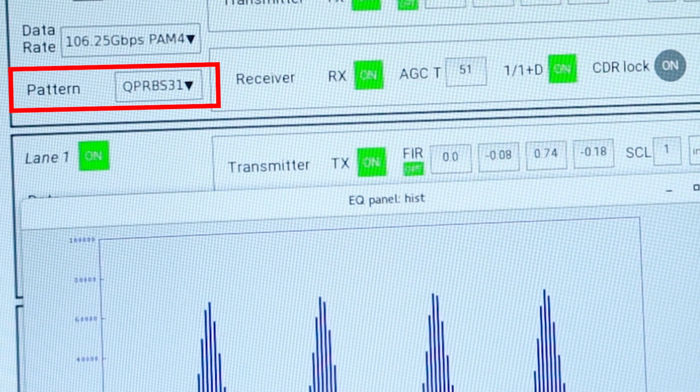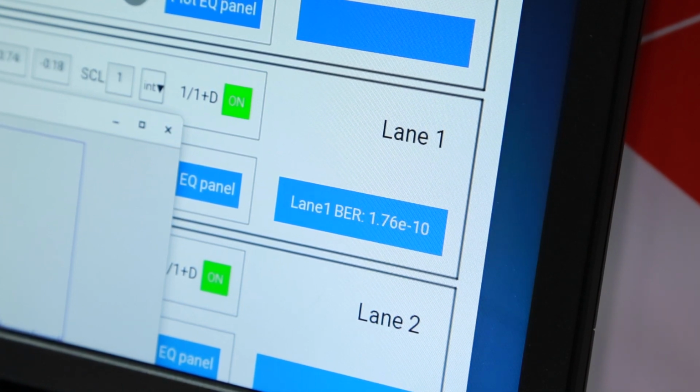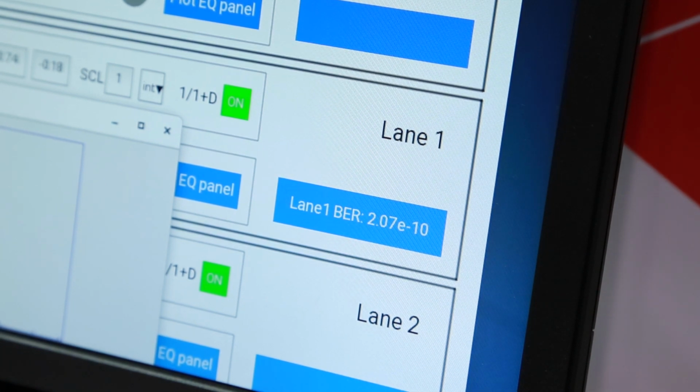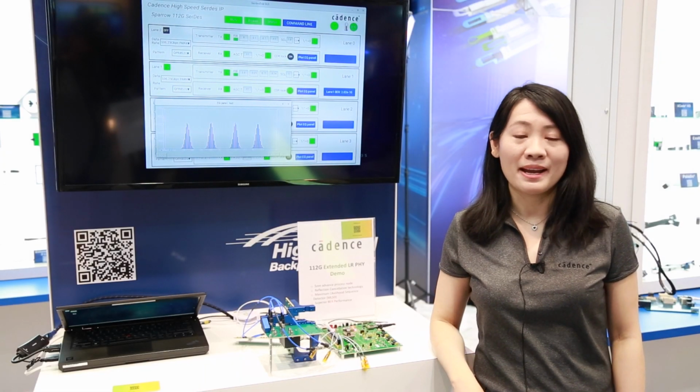As shown in the graphical user interface, the Cadence 5 nanometer 112 gig SerDes receiver is achieving excellent prefact BER of 2E-10.